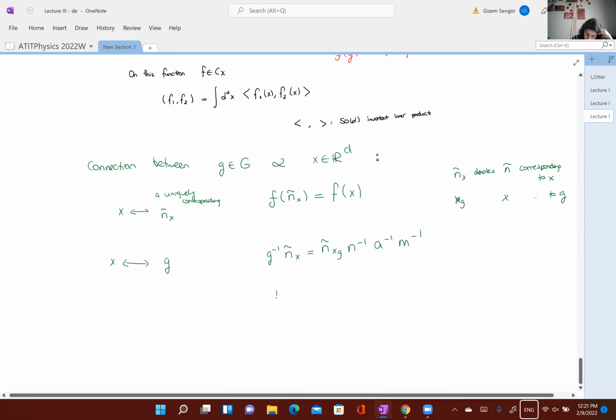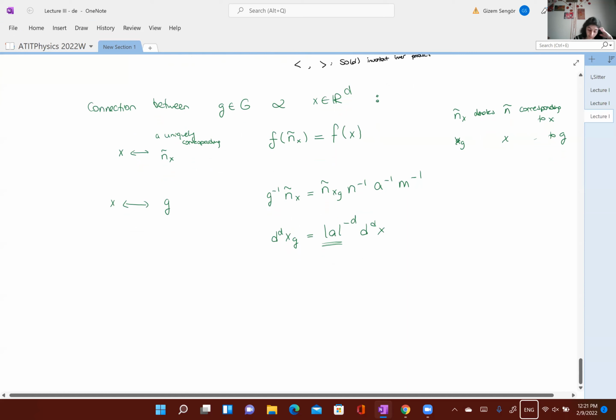Moreover, the volume elements are related as follows. So just the presence of dilatations does something extra to the volume. Now, let's ask, what does our representation do on functions of this function space?